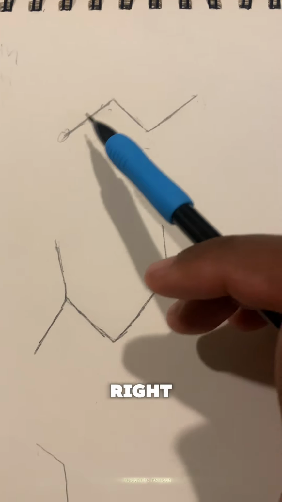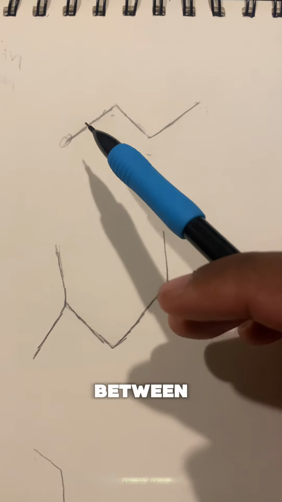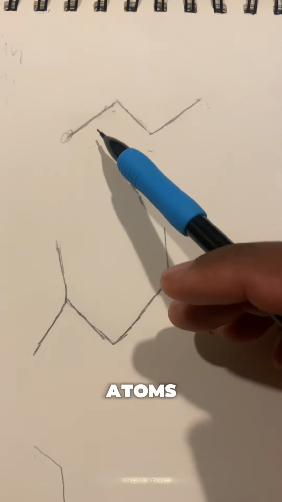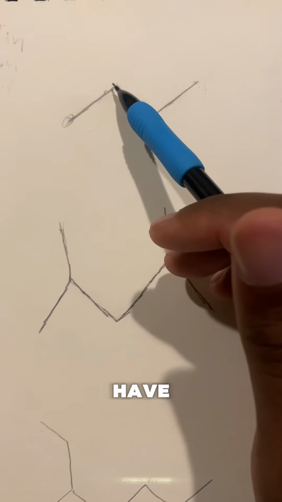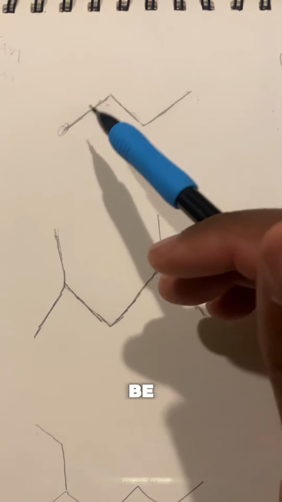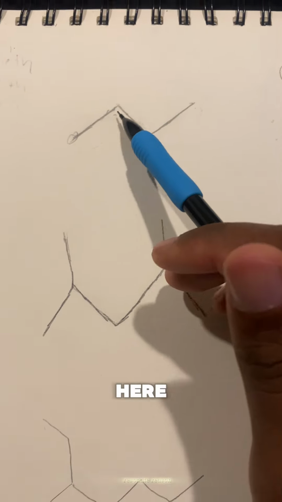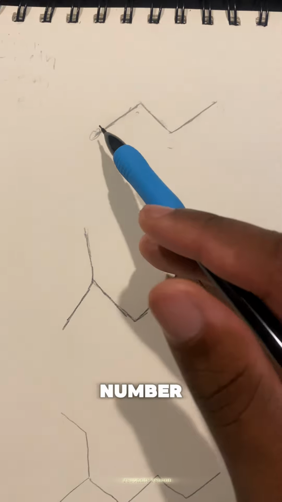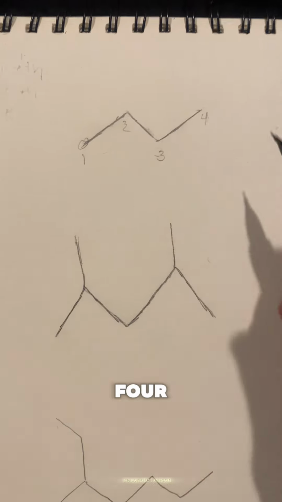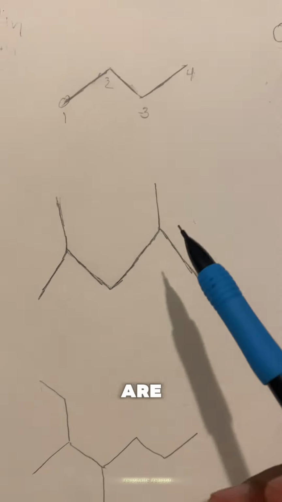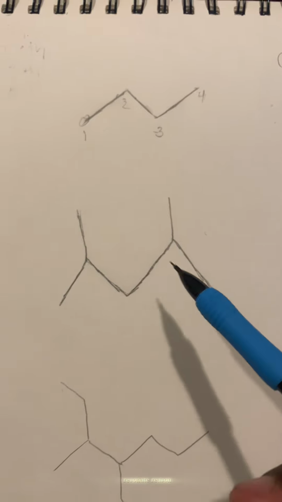If you see these lines right here, these represent bonds between two atoms, and both of those atoms are carbon atoms. At the end of each line is where the carbon atoms are. So you have right here, right here, right here, and right here. So we can number it like this: 1, 2, 3, 4. And basically this signifies that there are 4 carbon atoms in the parent chain.